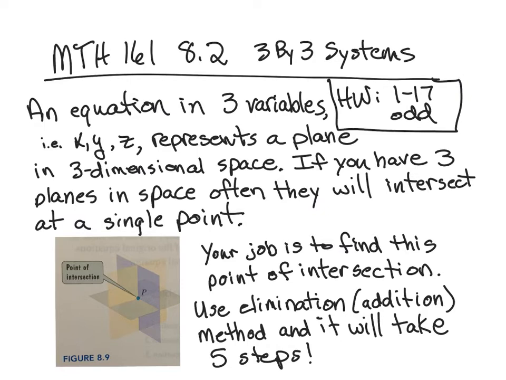So your job is to find where the three planes intersect in space and get that point. And if you do what I tell you to do, this process should only ever take 5 steps. Whether you choose to do it the easy way or the hard way, you should only ever have to take 5 steps.